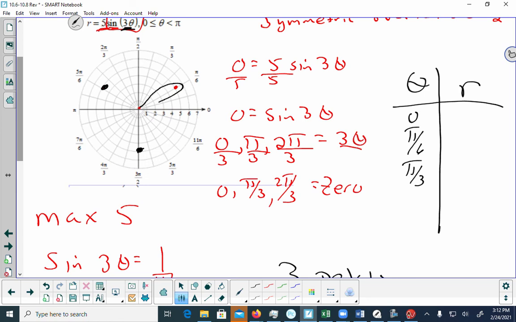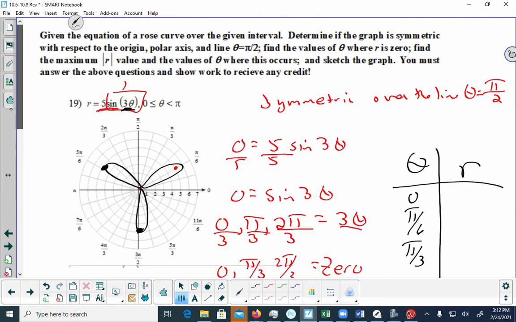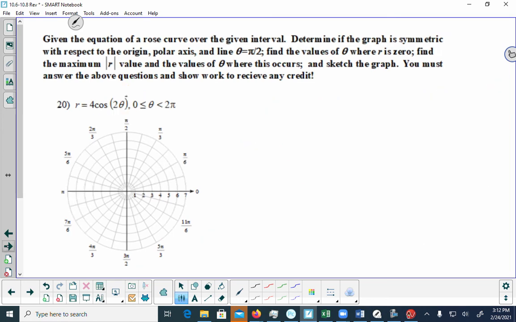Then I'm going to sketch my graph. Probably shouldn't have used black, but I did. And there's my curve. Three petals, equal distance apart. And I'm going back to make sure I answered all my questions. And I've answered all my questions. I probably would throw it in my calculator and check it and make sure I did it right. But if you just throw it in your calculator, you're not getting full credit.